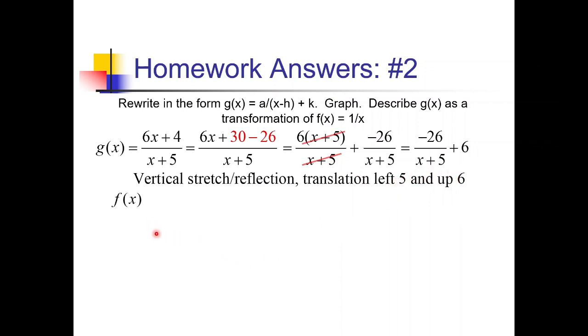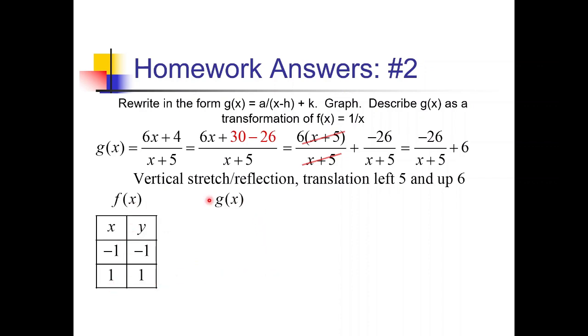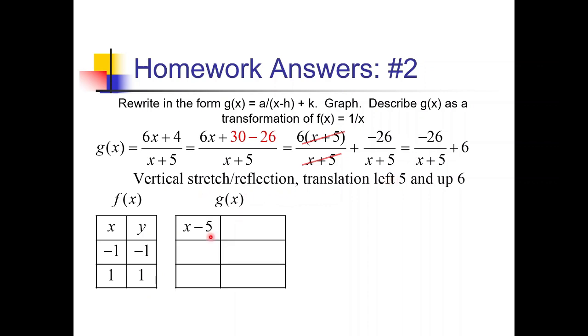Here is my parent table. We had -1, -1, and 1, 1. And for my g table now, for the x's, I'm shifting left 5, so I'm going to have to do x minus 5. And then for the y values, the stretch and reflection, we have to multiply -26 times the y values, and then we have to add 6. So -26y plus 6. All right, let's apply these now to the points here.